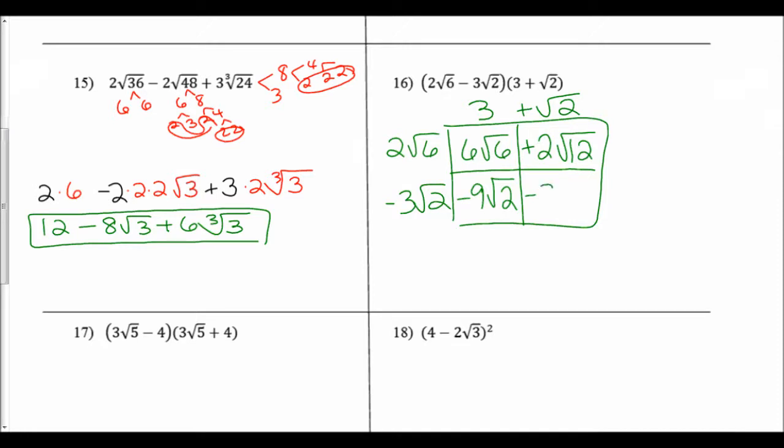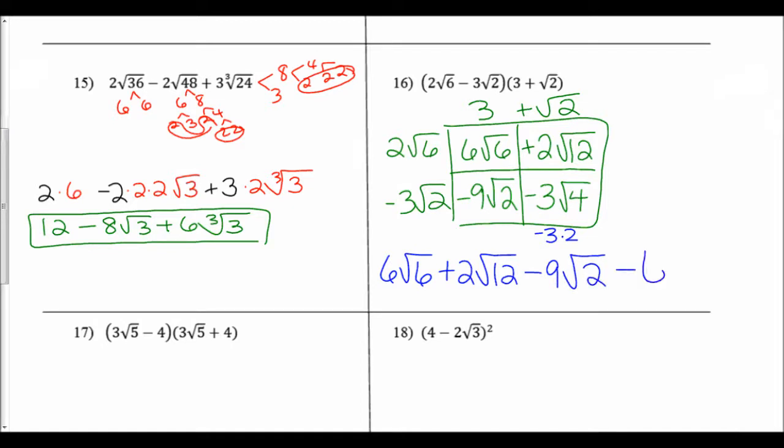And on the end, a negative times a positive is a negative. 3 was the only thing on the outside. On the inside, I have the square root of 4. We should realize either now or when we go to write this term out that the square root of 4 is just 2, so this box down here is really 3 times 2, which is negative 6. I'm going to go ahead and write my terms out now. I have 6 square roots of 6 plus 2 square roots of 12 minus 9 square roots of 2 and a minus 6 on the end.